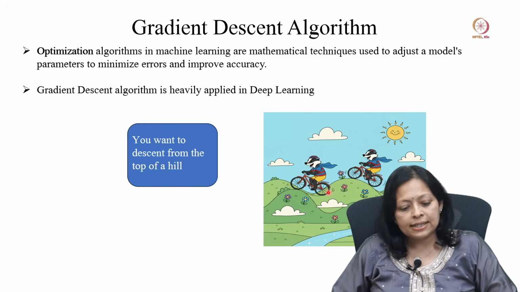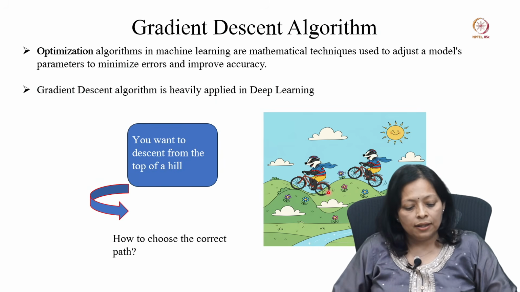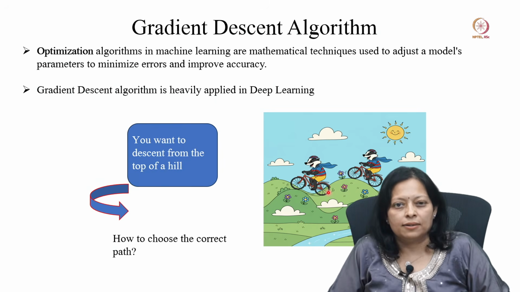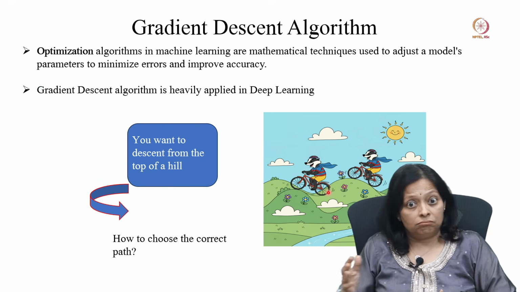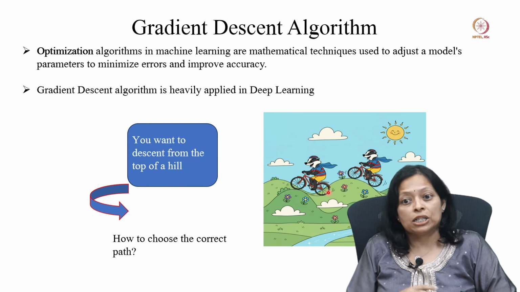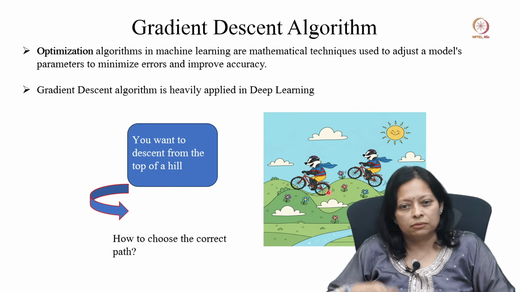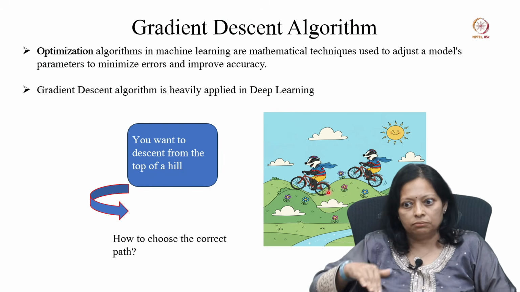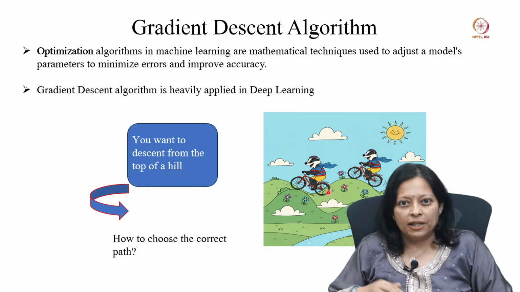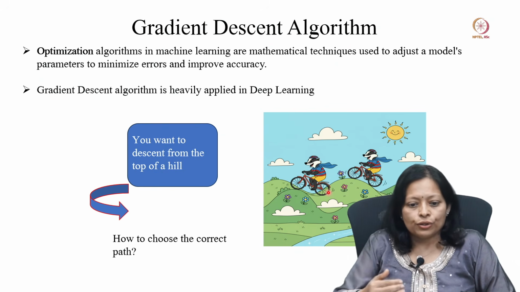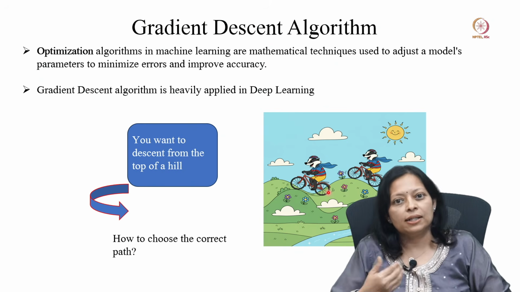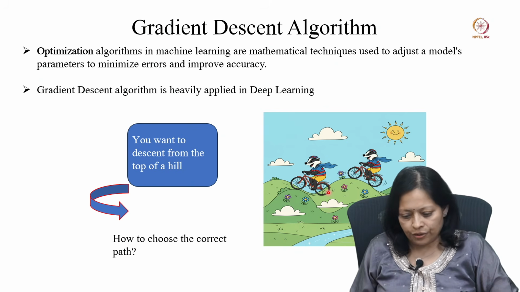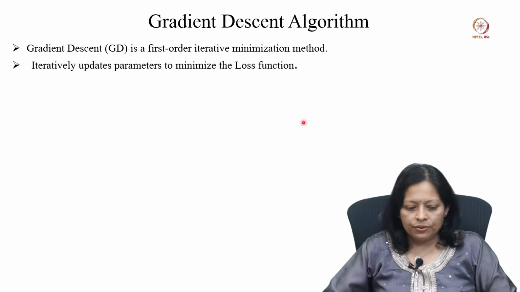Now when we want to descend from the top of a hill, how do you choose the correct path? You can choose various paths, but some of them may take a very long time to reach. Some of them you may not be able to reach the ground of the hill or the base of the hill. So how do you choose the correct path? The same thing you can think of when we are discussing the gradient descent algorithm.